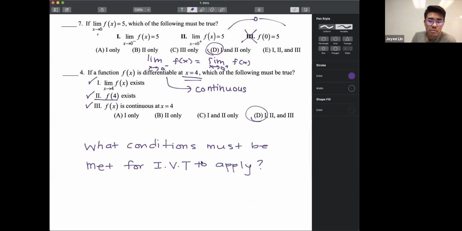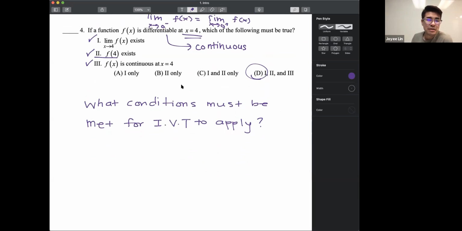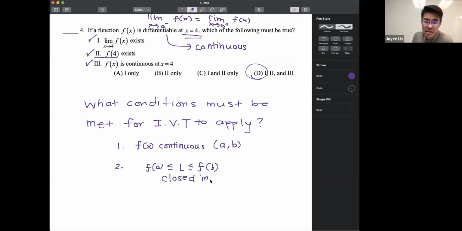And then finally, we have what conditions must be met for the intermediate value theorem to apply. Remember that number 1, the function must be continuous along some interval. So we'll just say a to b. Okay. And then the other thing is that the y value, let's say some L, is between the two y values that they give you. And remember that this interval must be a closed interval. These are the 2 conditions that must be met for the intermediate value theorem.